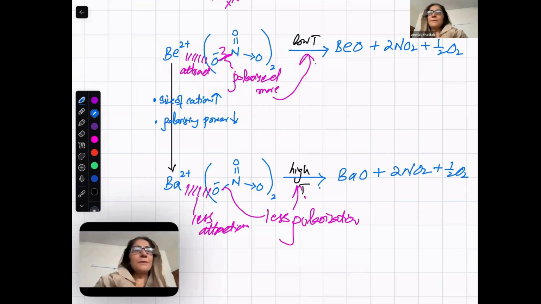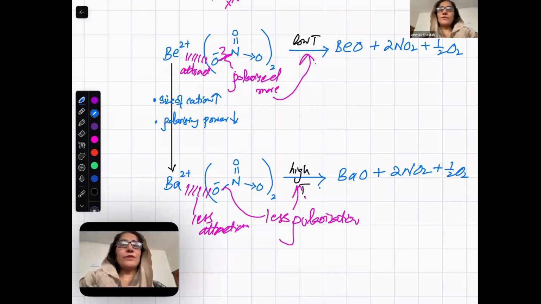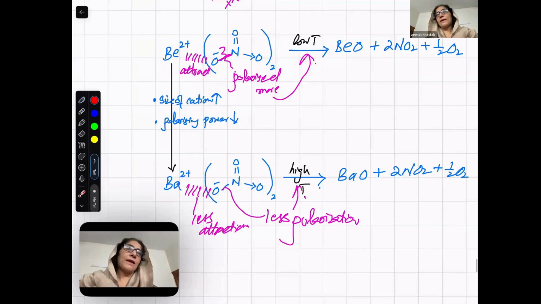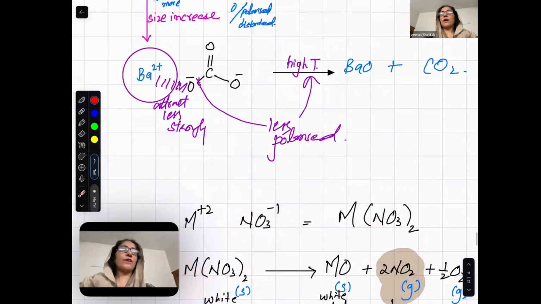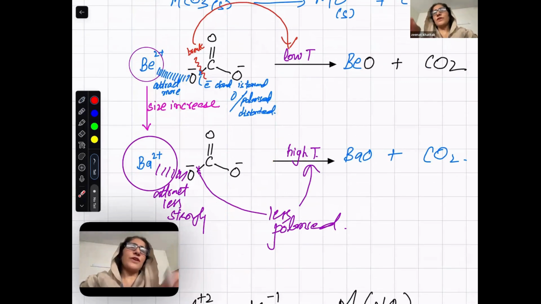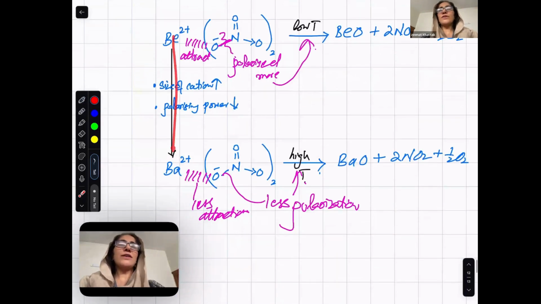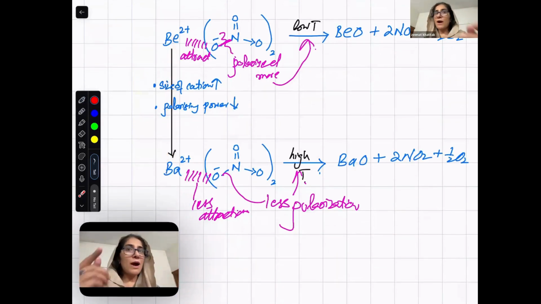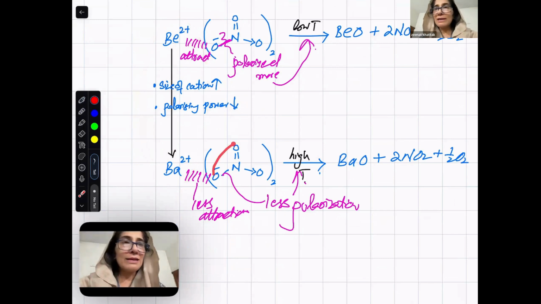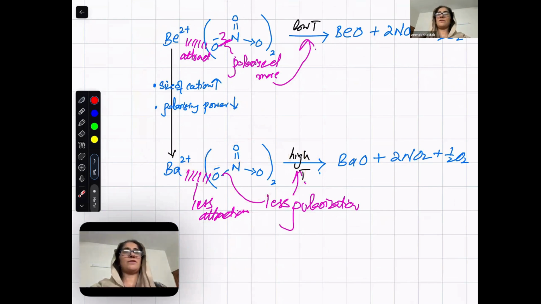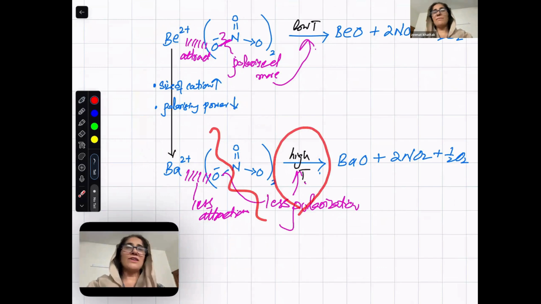So, have a look once more. There is no difference in the nitrate. There is no difference in the carbonate. Where is the difference? Size of cation increases. The polarizing power of the cation decreases. The nitrate or the carbonate with a larger cation is less polarized. So therefore it needs high temperature.